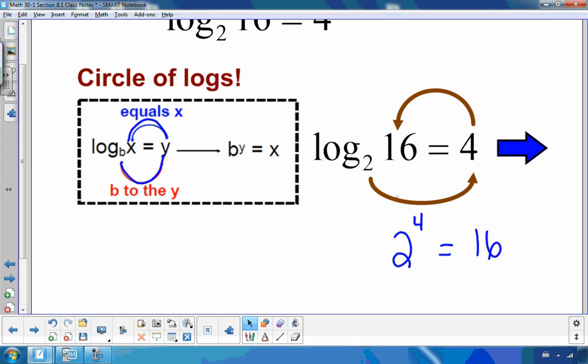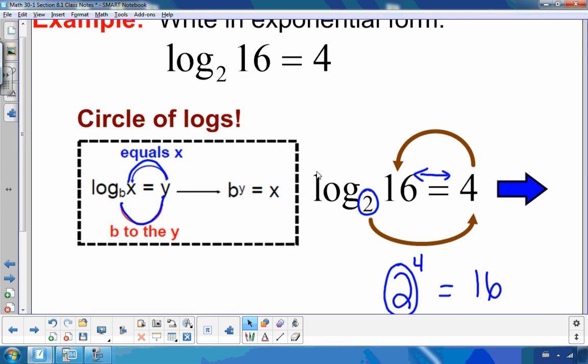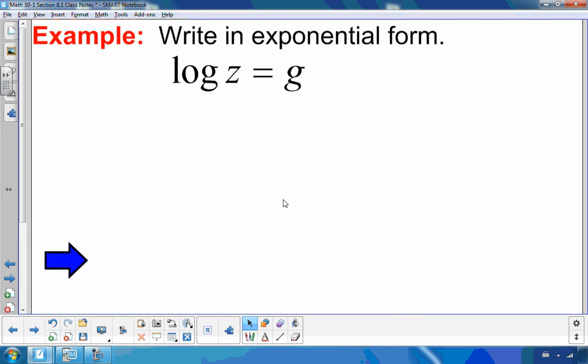And here's what else I know. Logs and exponents are inverses of one another. So see how the base stayed the same? And x and y interchange. So instead of equaling to y, it now equals to x. So those are inverses of one another. So you need to feel very comfortable switching from log form to exponential form and vice versa. We'll look at the other way, going from exponential to log form, a little bit later. Let's just practice this idea here.